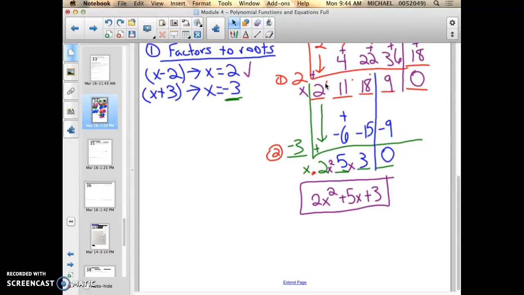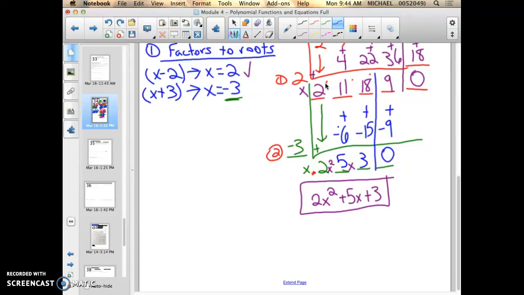Please check your work. I wrote my work in blue, all right? So I did negative 3 times 2 gave me a negative 6. Then I added to 11. Negative 3 times 5 is negative 15. Then I added to get positive 3. 18 plus negative 15 is 3. Then negative 3 times 3 is a negative 9. Added one more time. 9 plus a negative 9 does give me a remainder of 0. So this is where you check your work after you did that.